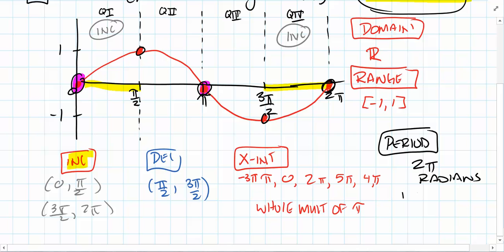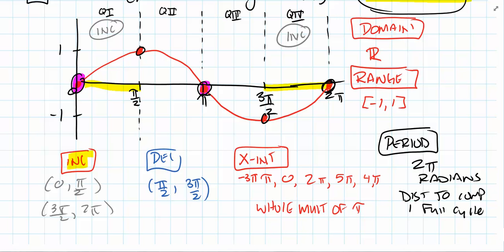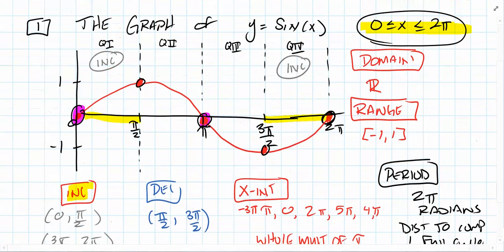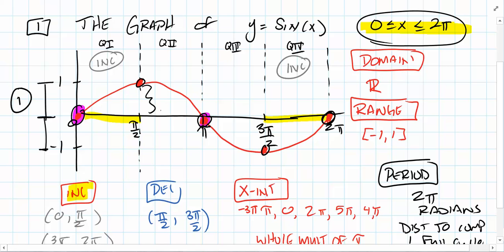So that means the period is defined to be the distance to complete one full cycle. And that's going to be the amplitude. Is this the same box? Yeah, this is all the same box, okay? The amplitude is this distance from the center line to the high point and the center line to the low point. So the amplitude for us is a value of 1. So it is 1 unit from the center line to the highest point and the center line to the lowest point. So the amplitude is 1.